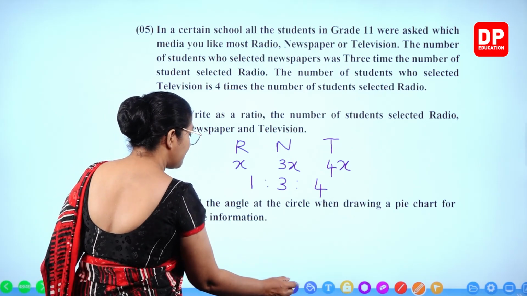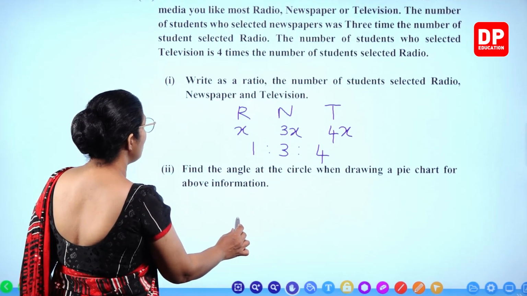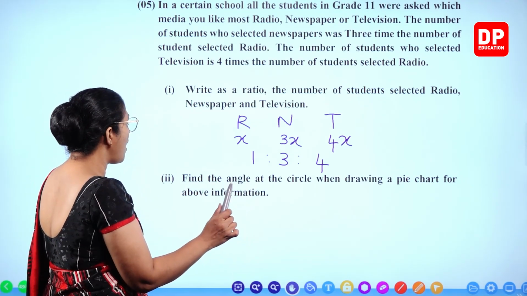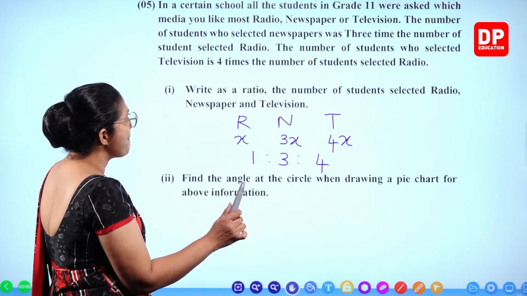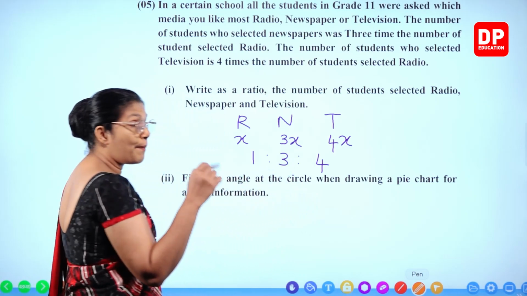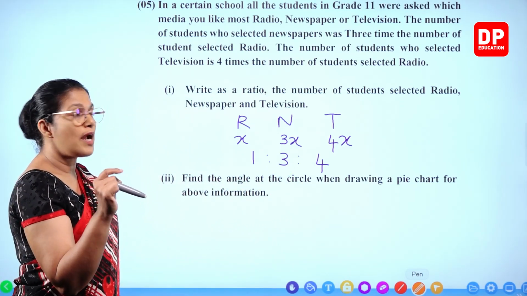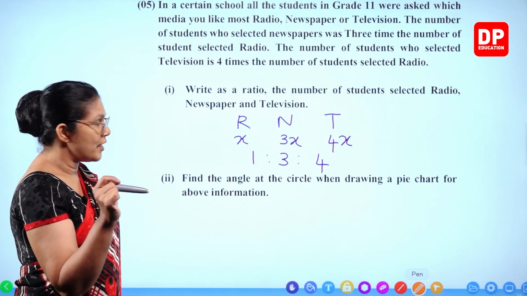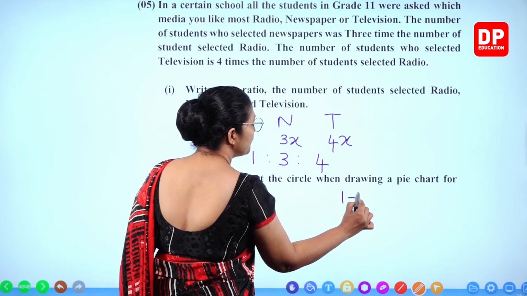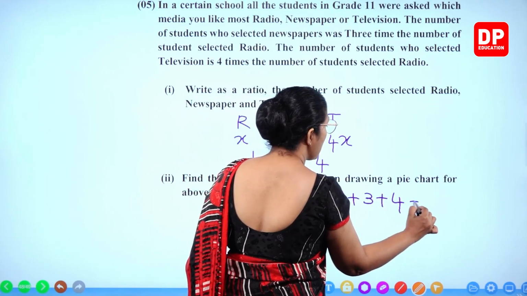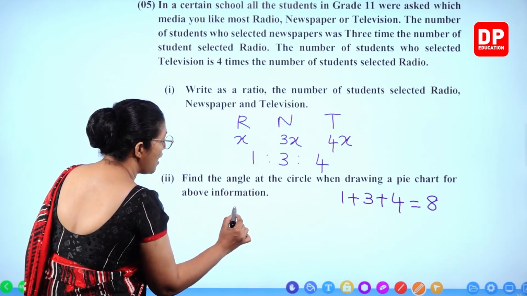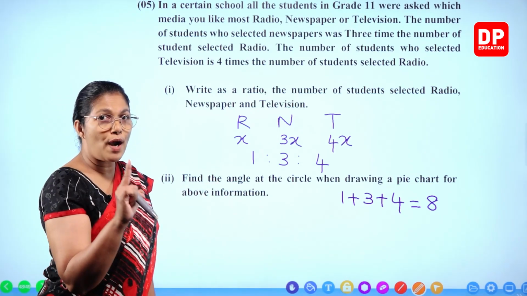Then you get the second part. It says, find the angle at the circle when drawing a pie chart for the above information. So for each part we need to give the angle. We know that when you take a pie chart, the whole thing is 360, the angle around a point. So how many parts are there? 1 plus 3 plus 4. Altogether there are 8 parts. So you have to divide by 8. 360 divided by 8 to get one part.